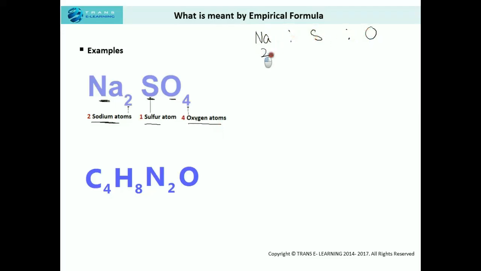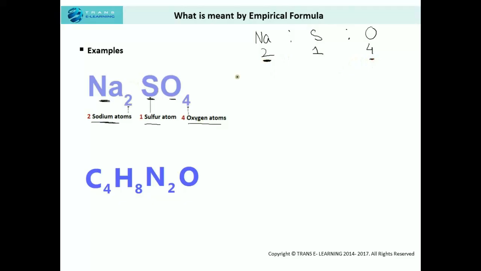So this is 2, this is 1, and this is 4. Now you must be thinking that I have told you the concept of no common factor, and here we have a common factor 2 between the sodium atoms and the oxygen atom. So now how can I justify that this is the empirical formula of sodium sulfate?